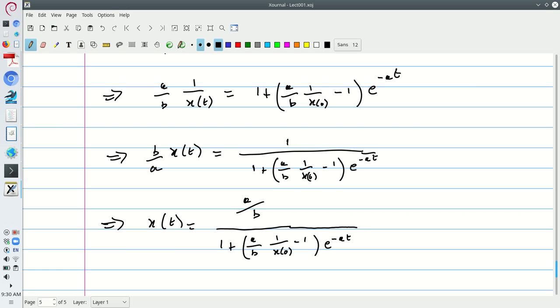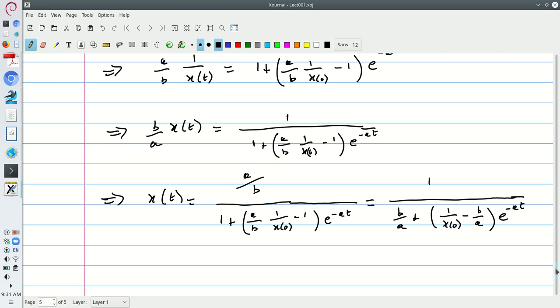We can multiply both terms by b divided by a. It's not that we are going to make this much nicer, but we can have maybe an expression that is a little lighter, that looks like this: b divided by a, and inside here we have 1 divided by x0 minus b divided by a, times exponential of minus at. Here we are.